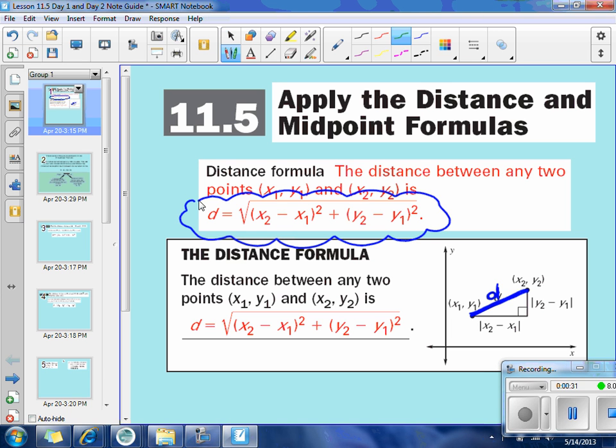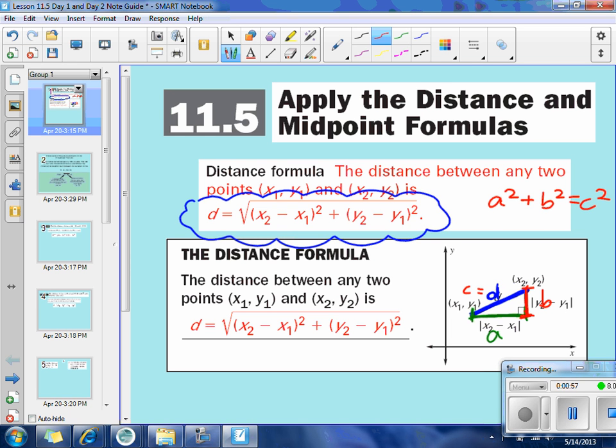The reason that this works: notice you went from an x coordinate here to here. Here's your distance of x coordinates. That's like your leg of the triangle. Here's the distance from one y coordinate to the other y coordinate. It's like your b. And your Pythagorean theorem was a squared plus b squared equals c squared, right? Where your distance is your c value.